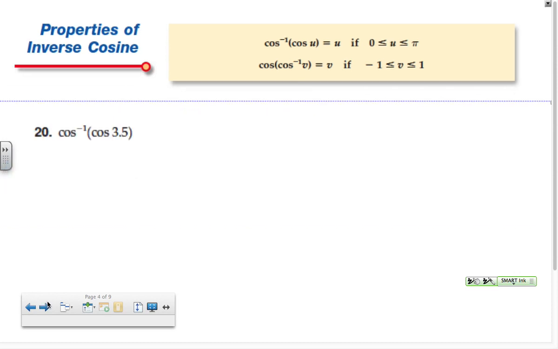This first one is the properties of the inverse cosine. It says cosine inverse of cosine u is u if u is between 0 and pi. Now, this is an interesting problem because it says cosine inverse of cosine of 3.5. Well, is 3.5 between 0 and pi? It's not. So in a problem like this, I would definitely pull out my handy-dandy calculator and figure it out. You can answer them, they're just not what you would expect. Let me grab my calculator.